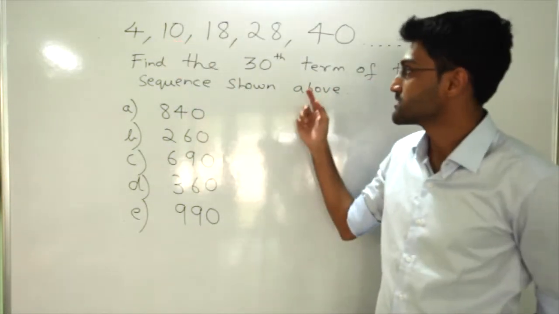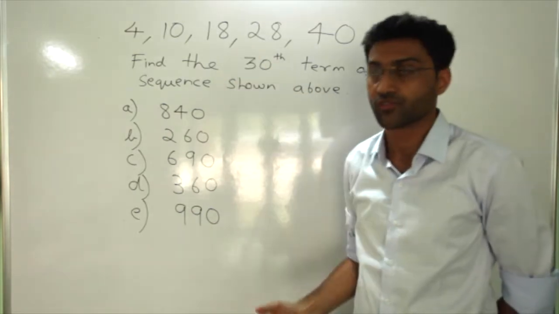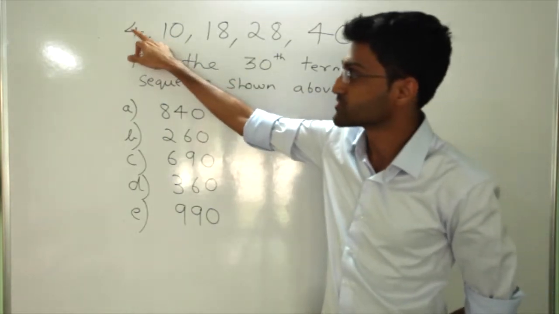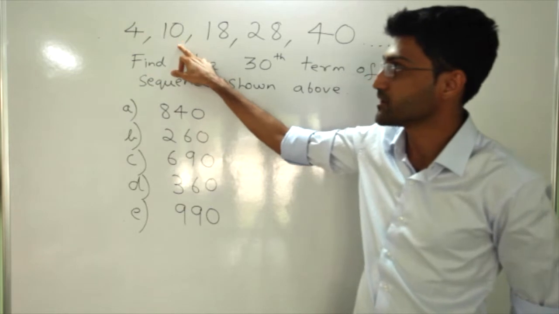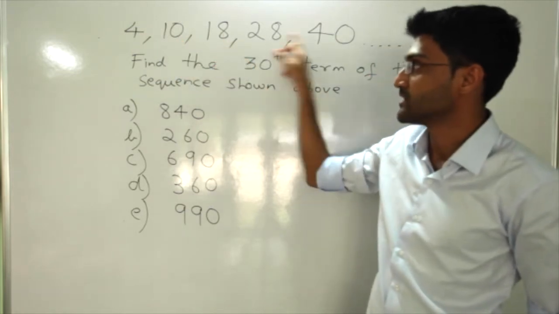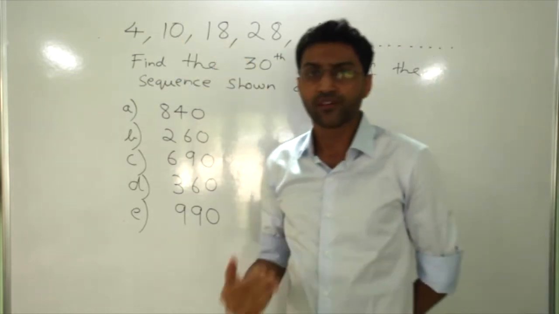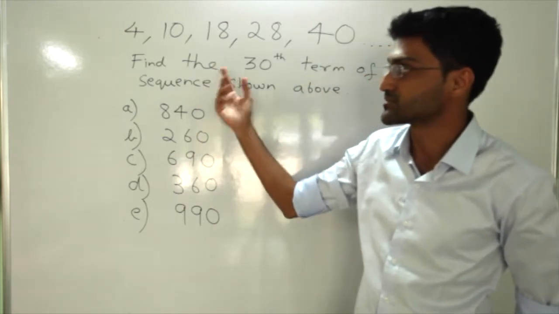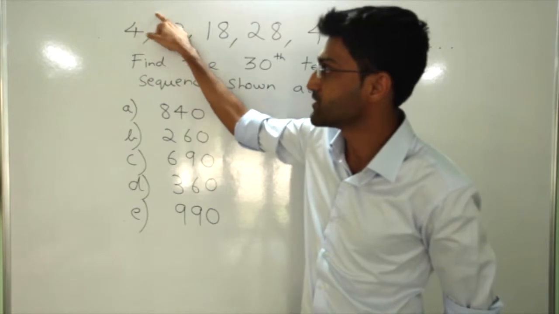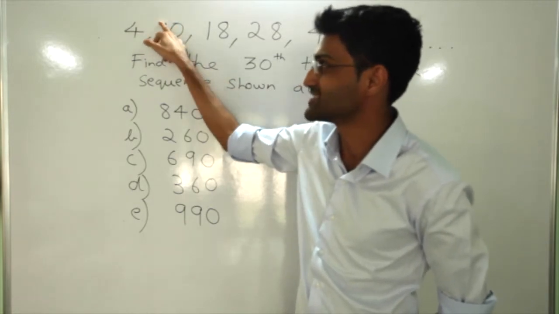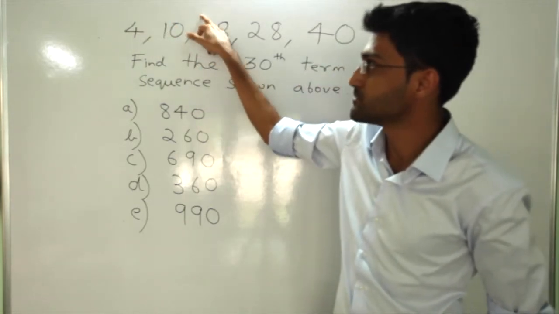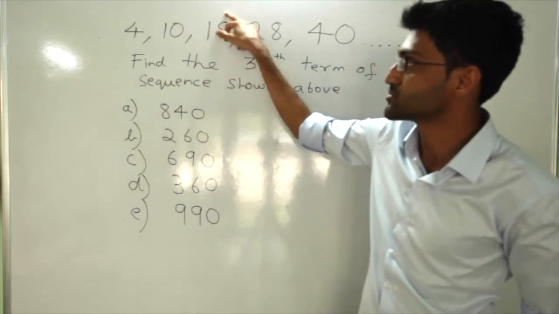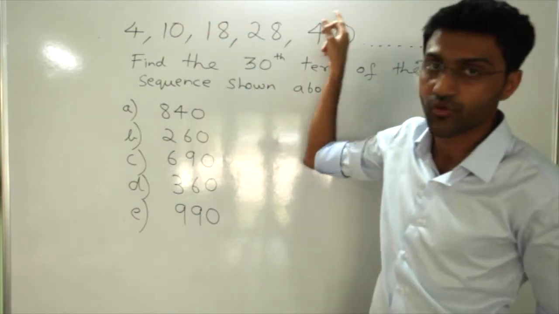They are asking us to find the 30th term of the sequence that's shown on the board. So the sequence goes, the first term is 4, the second term is 10, the third term is 18, and so on. At first glance, all of us can probably look at an easy sequence that is following, wherein you see that the difference of the first two terms is 6, the next two terms is 8, the next two terms is 10, and so on.